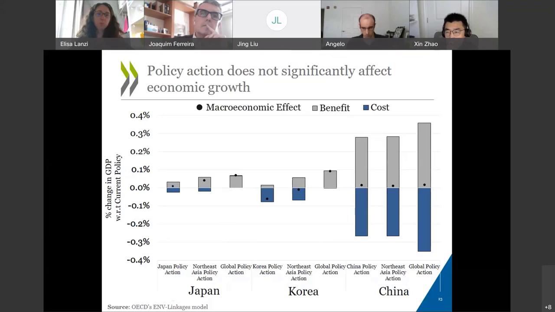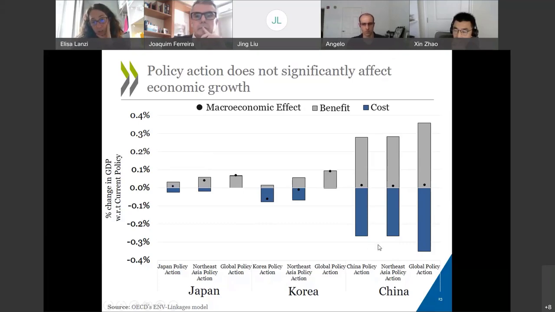However, as policy action is more widespread, the benefits start getting higher, with a more positive effect on the economy. If we look, for instance, at Japan and Korea, the effects are a bit different, with Korea having initially higher costs than benefits, but then as more countries take action, the benefits take over. So Korea has a stronger positive effect, more pronounced in terms of the additional benefits from coordinated or international policy action.